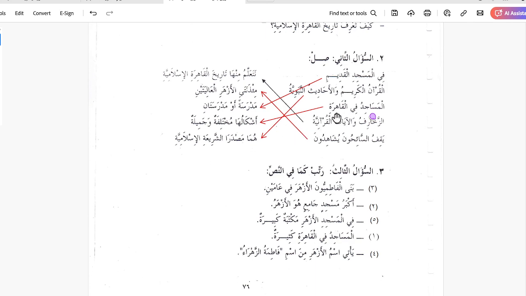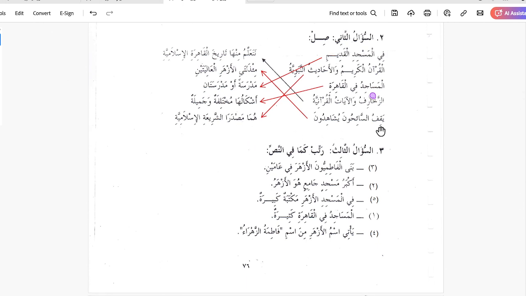Al-Masjidu fil Kahirati ashkaluha mukhtalifatun wa jamilatun. The mosques in Cairo have different and beautiful shapes. Az-Zaharifu wal Ayatul Qur'aniyya nata'allamu minha tarikh al-Kahirati al-Islamiyati. The decorations and the Quranic verses which are engraved in those mosques, we learn from them the history of Islamic Cairo. Yakifu saihuna yushahiduna mizanatil azharil aliyataini. The tourists stop and watch the two high minarets of Al-Azhar.